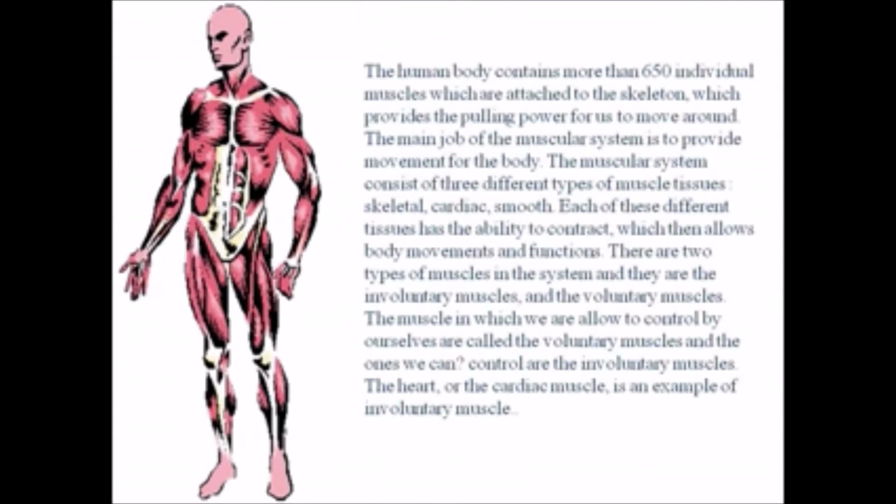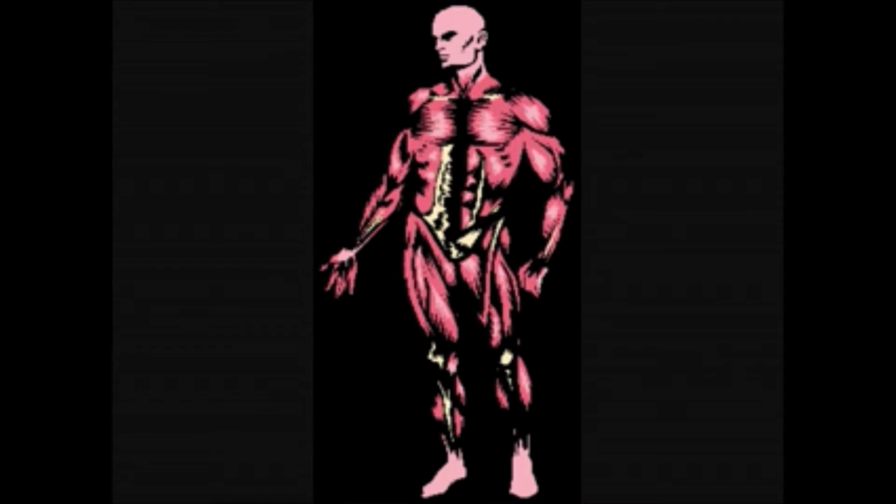The human body contains more than 650 individual muscles which are attached to the skeleton, which provides the pulling power for us to move around. The main job of the muscular system is to provide movement for the body. The muscular system consists of 3 different types of muscle tissues: skeletal muscles, cardiac muscles, and smooth muscles. Each of these different tissues has the ability to contract, which then allows body movement and function.